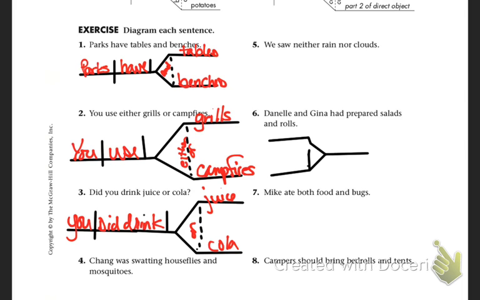Okay, let's go ahead and fill this in as up to now. So we had, what are we talking about? Danielle. And Gina. Okay. I need the subject predicate line, yes? Yes. Okay, what do they do? Had prepared salad. Had prepared, very good. Had prepared what? Salad. Anything else that they prepared?